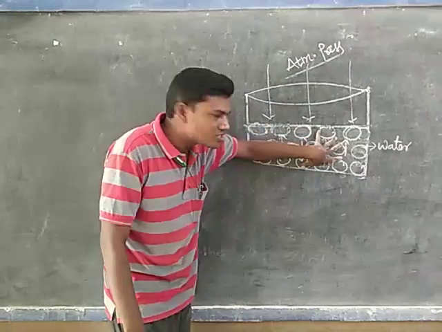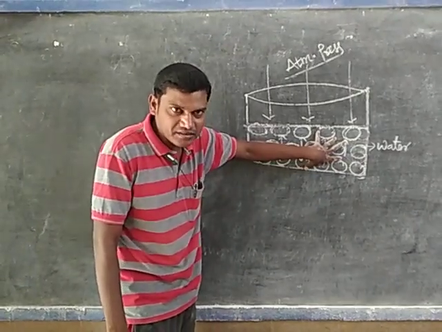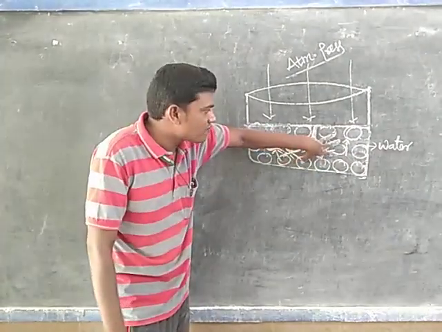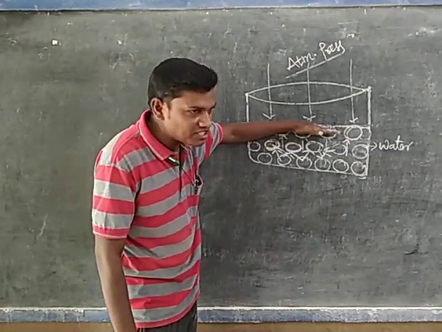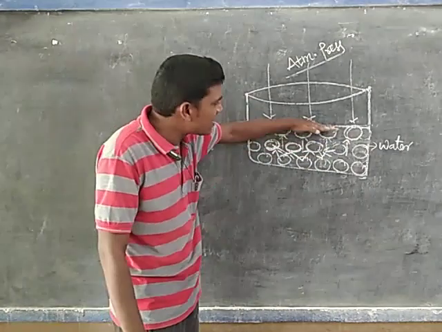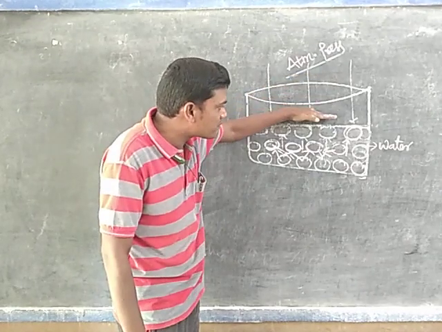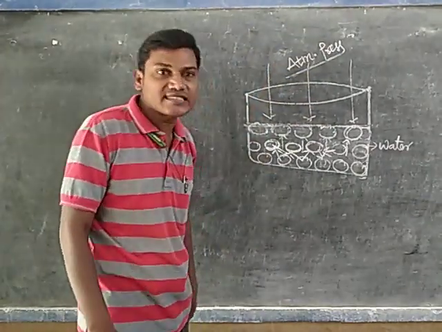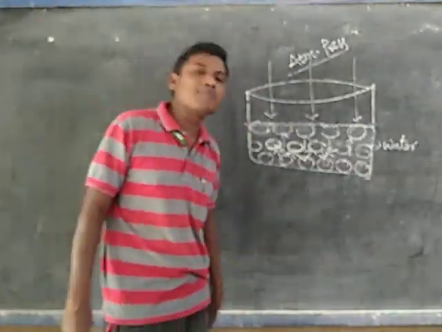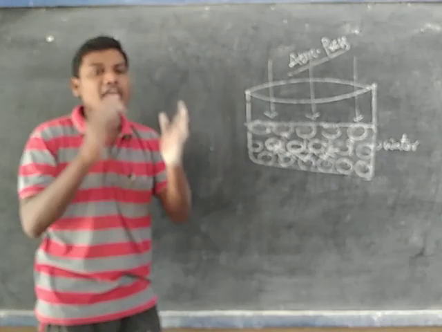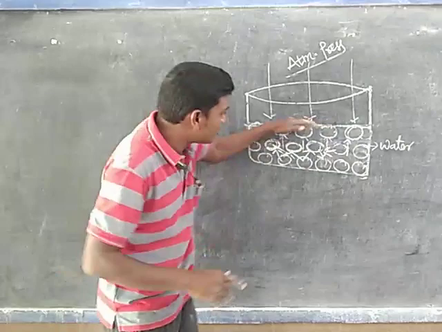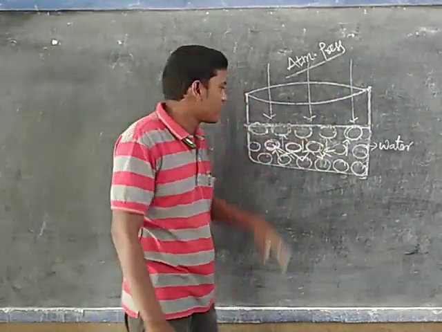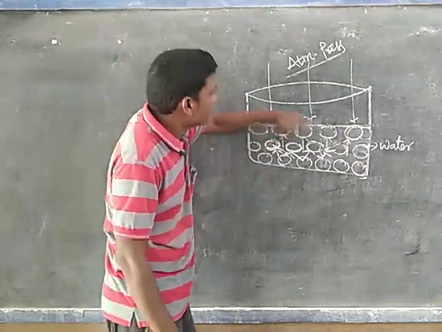Initially, all the molecules are in which state? Liquid state. By the collision of the particles, what will happen? The molecules at the surface absorb more heat energy, then overcome the atmospheric pressure, convert into gas, and escape from the beaker. That's why evaporation is nothing but the process of escaping of molecules from the surface. That's why only from the surface the molecules escape.